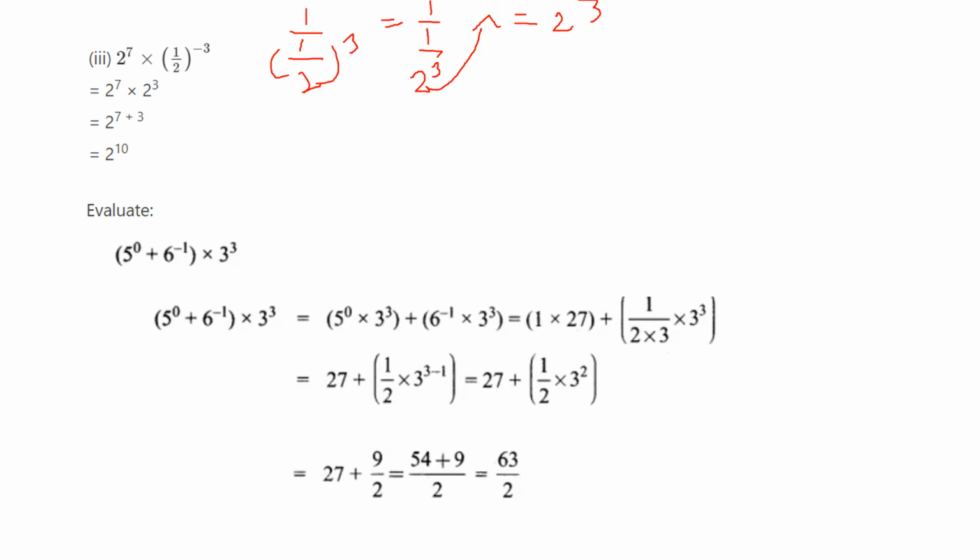So next here you see 2 power 7 into 2 power 3. This is a power m into a power n equals a power m plus n. So 7 plus 3, that is 2 power 10, is the answer.